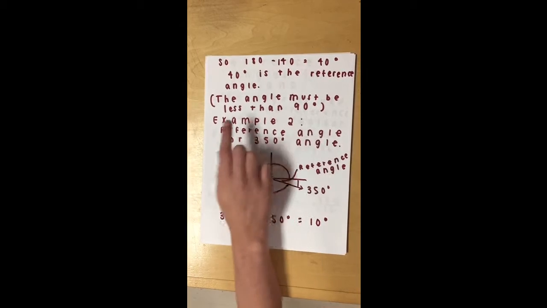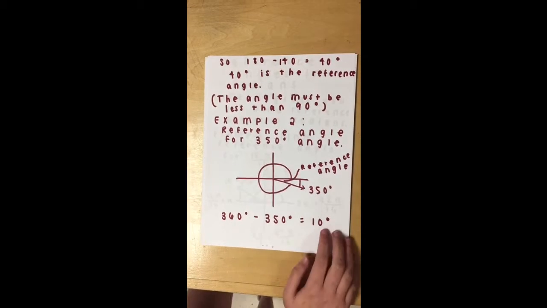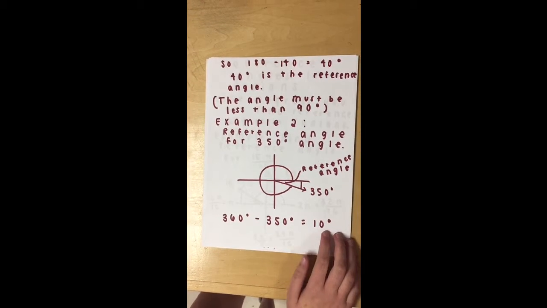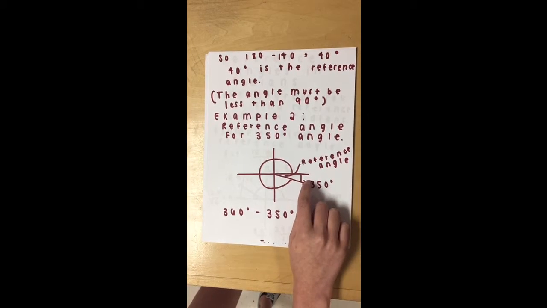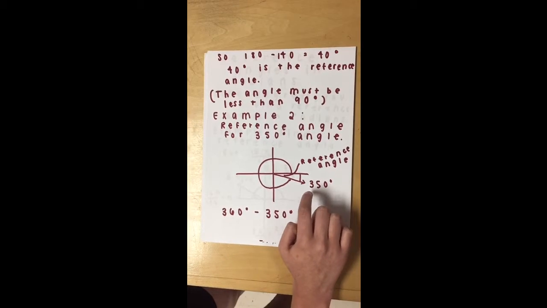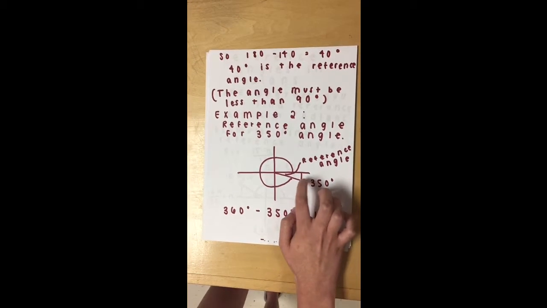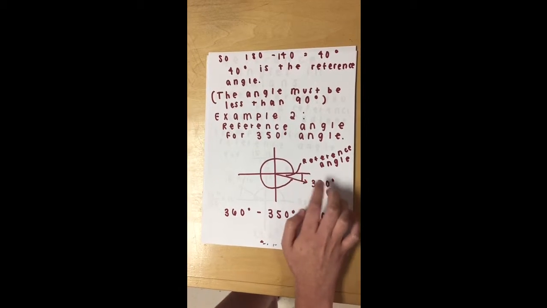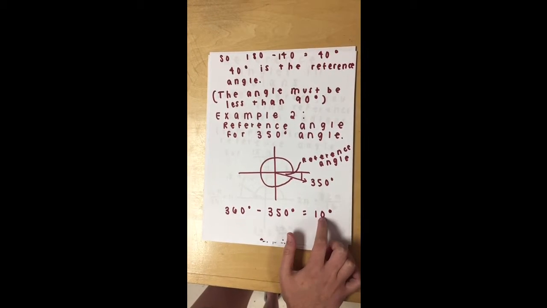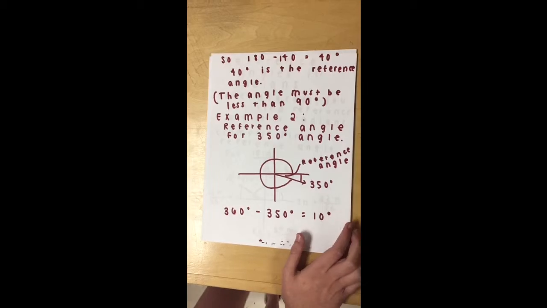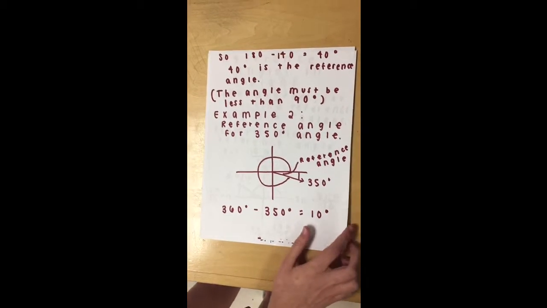So example number 2, reference angle for a 350-degree angle. First thing I did again was draw it, and I know that 350 degrees is just a little bit below 360, so I drew it out there, and I dropped it to the closest x-axis. This time it was 360. So I dropped it up there, and I'm looking for this angle. So 360 minus 350 equals 10. Now it can never be negative, so just keep in mind that it's a positive distance.